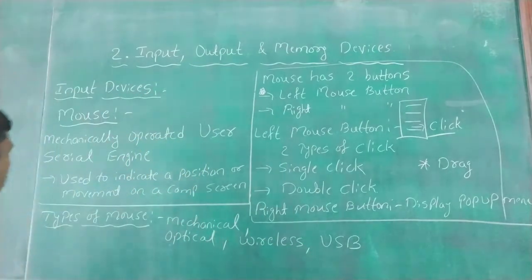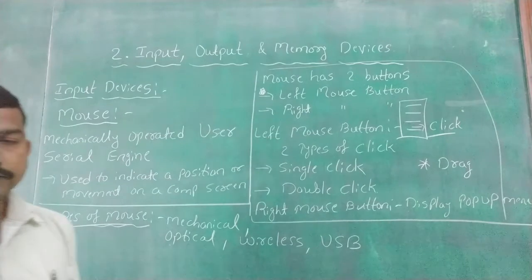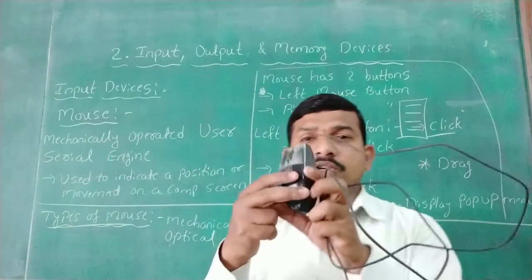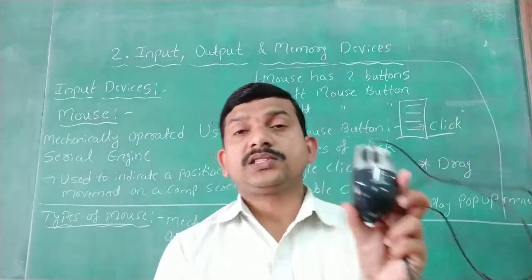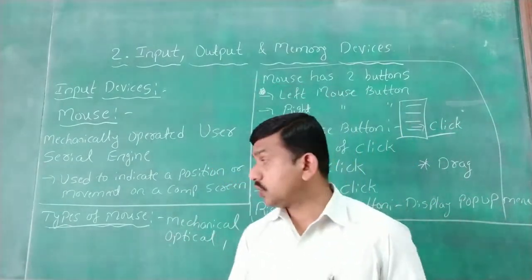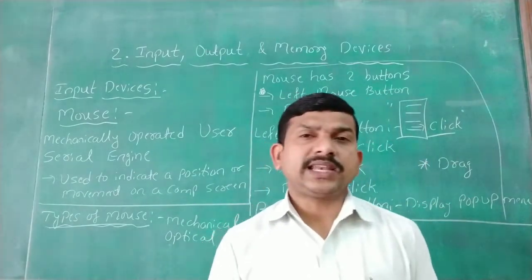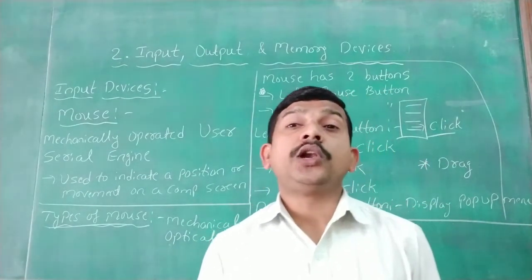And the next part, types of mouse. Then next we go for the types of mouse. So I already showed this is one mouse. There are different types of mouse. What are those types? The first one is mechanical mouse. Mechanical mouse is nothing but normally the old mouse.